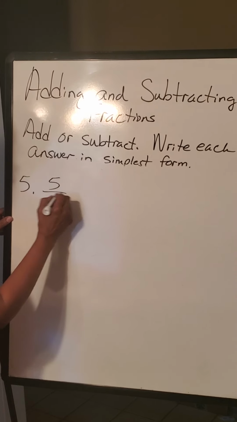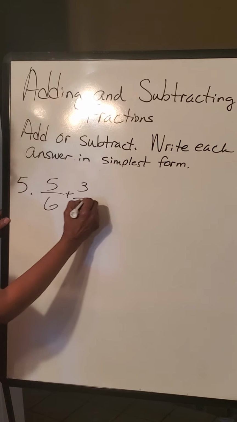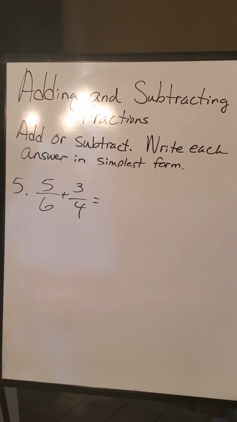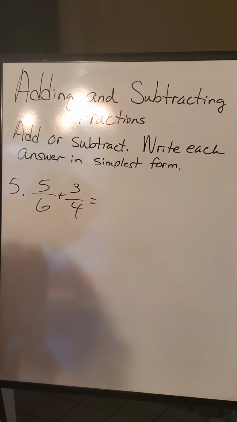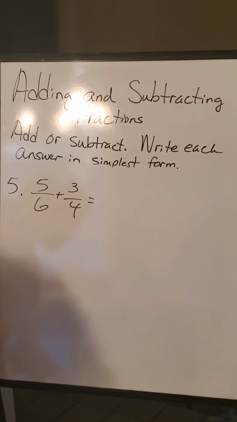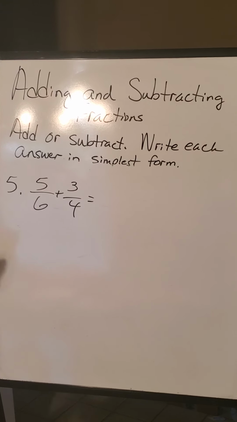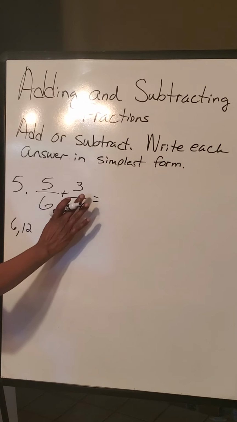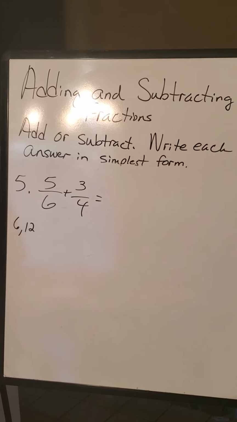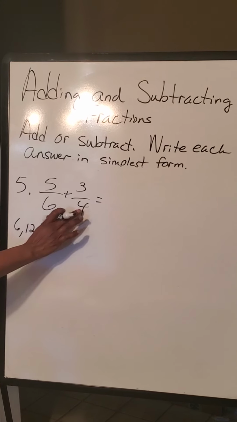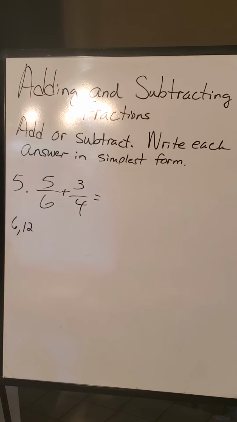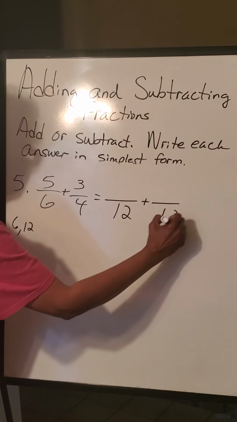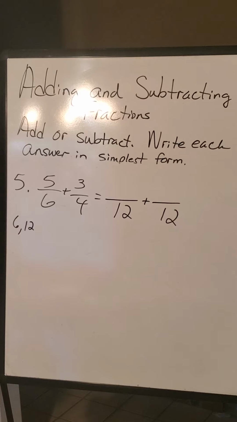Example 5. If I had 5/6 plus 3/4. Well, I need to find the least common denominator for 6 and 4. And if I count by 6, start counting by the largest number, I'll have a 6. I have a 12. As soon as you see a number that this number will go into an equal number of times, then you stop. So 4 will go into 12, so that means that my least common denominator is 12.